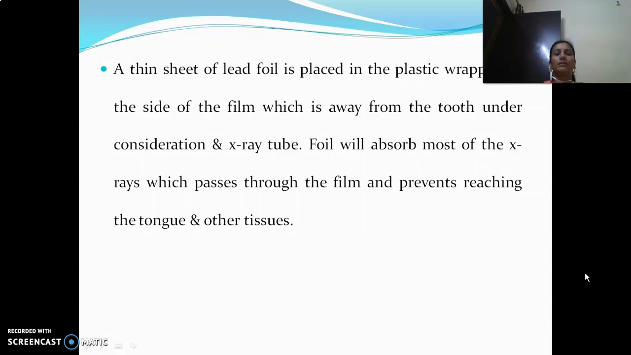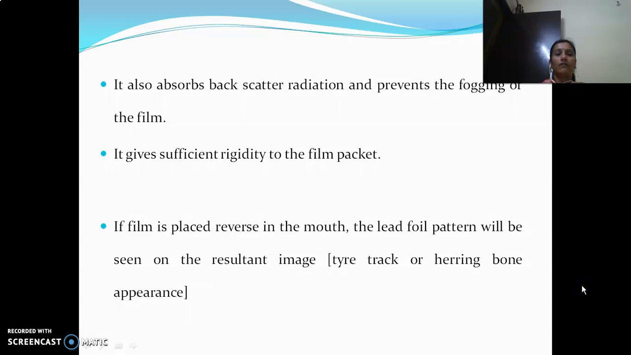The second component is a lead foil, which is placed inside the plastic wrapper on the side of the film which is away from the tooth under consideration and the X-ray tube. The function of this foil is to absorb most of the X-rays which pass through the film and prevent them reaching the tongue and other tissues. Lead foil also absorbs backscatter radiation and prevents fogging of the film, and it gives sufficient rigidity to the film packet. In case you place the film reversed in the mouth, the lead foil pattern will appear on the resultant image.